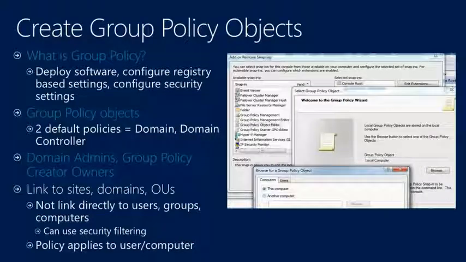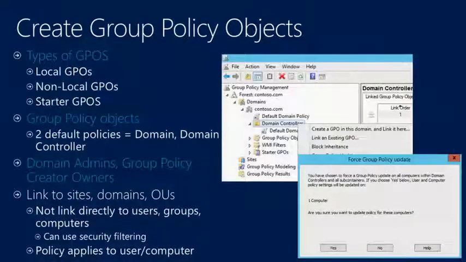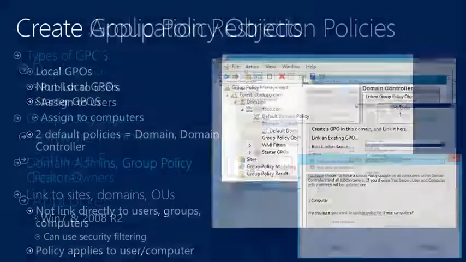When and how you can link it to sites, domains, or OUs, and how to make sure that you can actually do it correctly, because you can't link them to users or groups or computers. It has to be linked to those domains or sites, right? So they're going to test you on that. They're going to want to make sure you understand what those are, and also how to create group policy objects. What's the process of creating it?